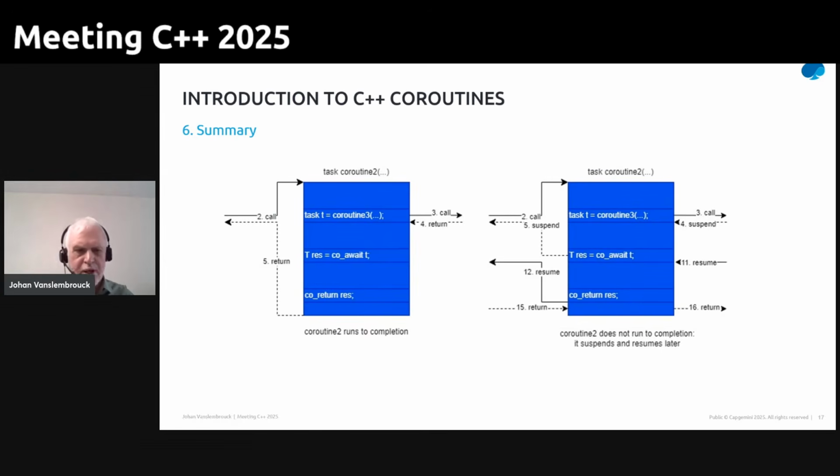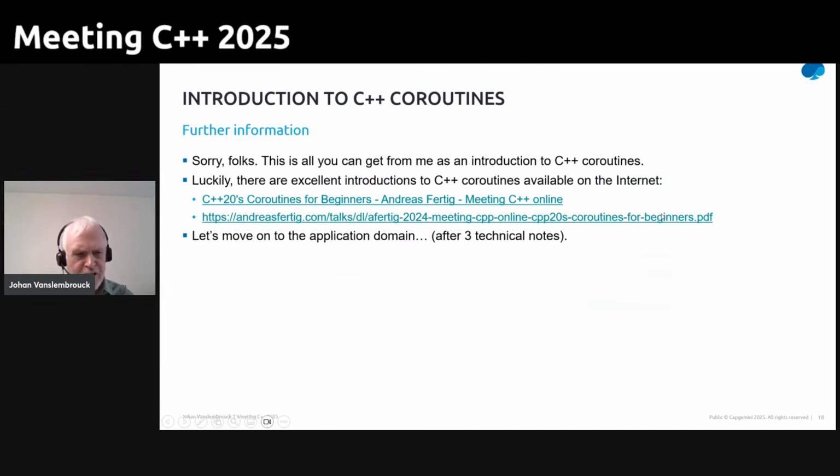That's a summary. We have a coroutine here which runs to completion. So that's the synchronous completion. On the right, we have the asynchronous completion where you have the suspend and the resume. So we see the four operations here in those slides, at least on the right. Now, that's all about coroutines.